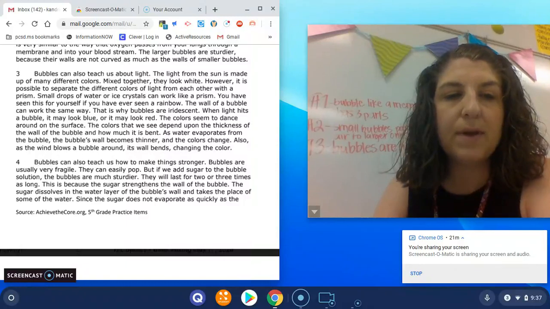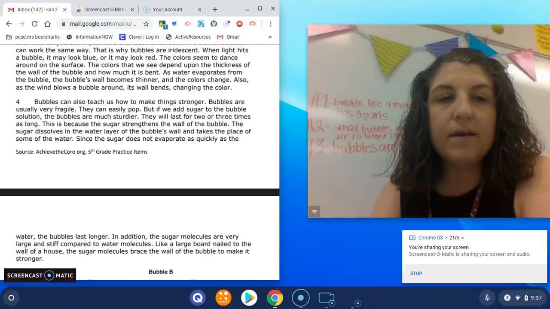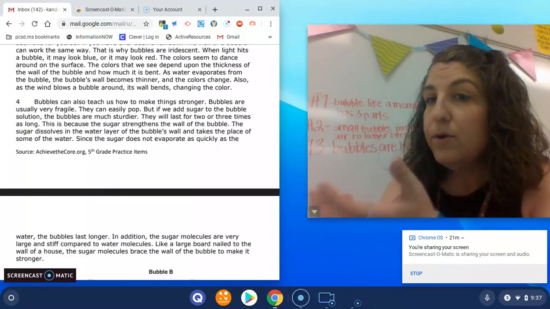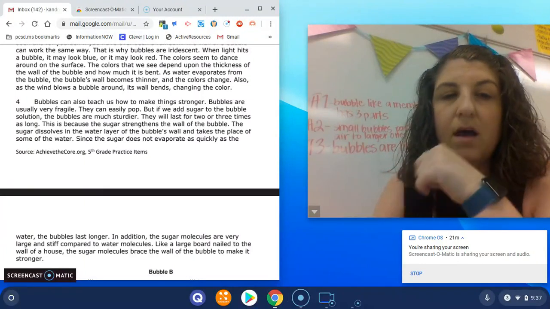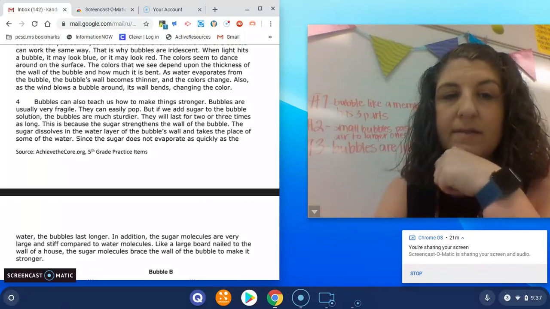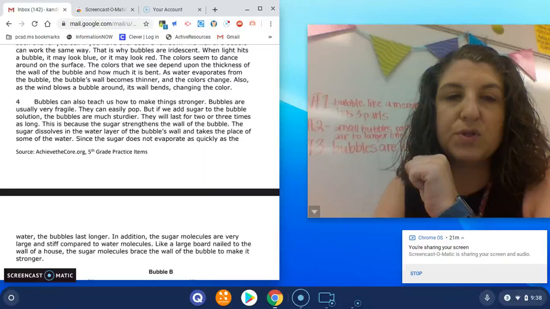Okay, so let's look at paragraph 4. Bubbles can also teach us how to make things stronger. Bubbles are usually very fragile. Okay, like we discussed, bubbles don't last forever. You can't hold them in your hand, you can't keep them. So fragile means easily broken or damaged. They can easily pop, but if we add sugar to the bubble solution, the bubbles are much sturdier. They will last for 2 or 3 times as long.